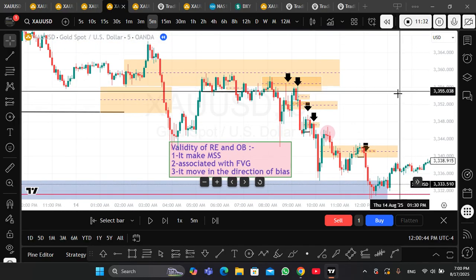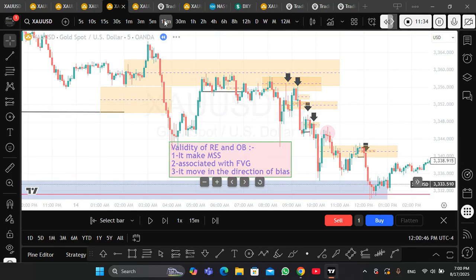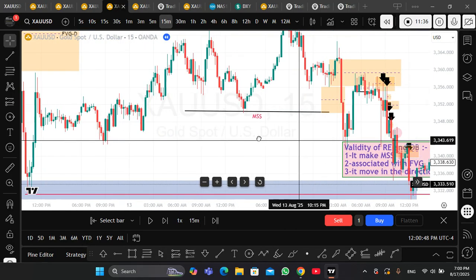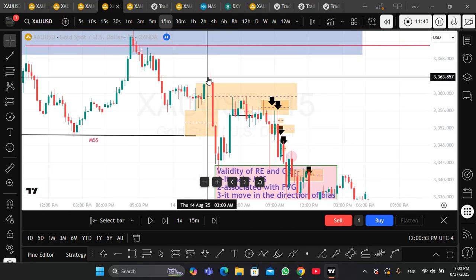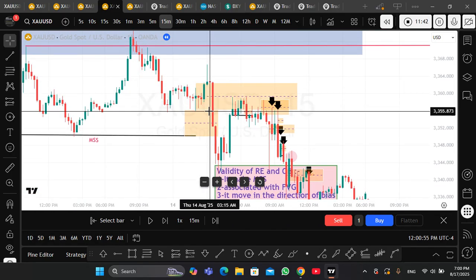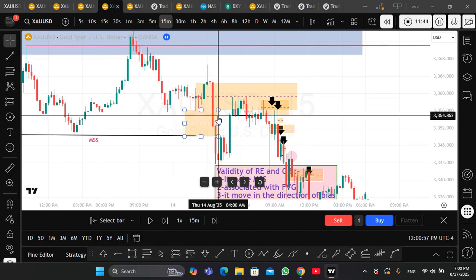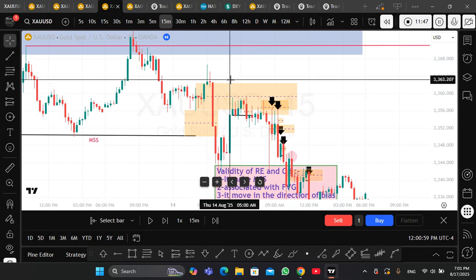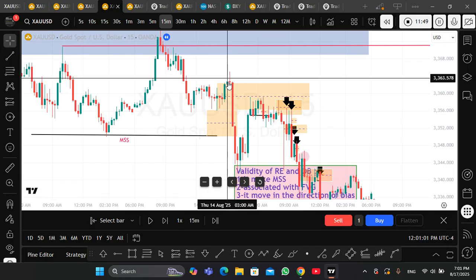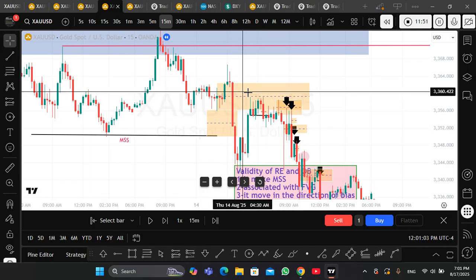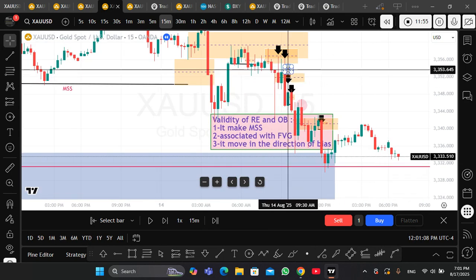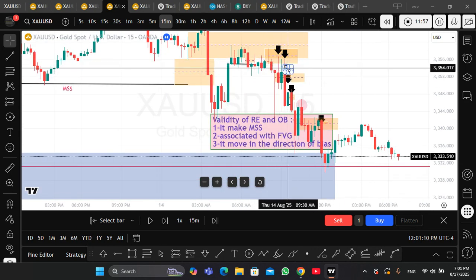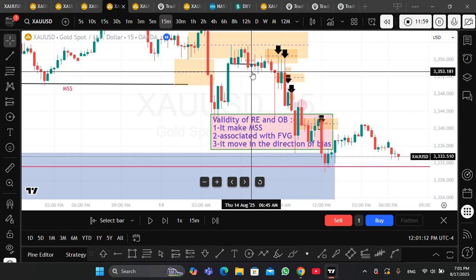So you should understand that important information. You can see also on 15 minutes how the rejection block is working. This is a rejection. You can see it makes a market structure shift and also a fair value gap. So when the price returns to this area, you can sell here. You can see how the rejection happened in this area, and neglect this rejection from below.